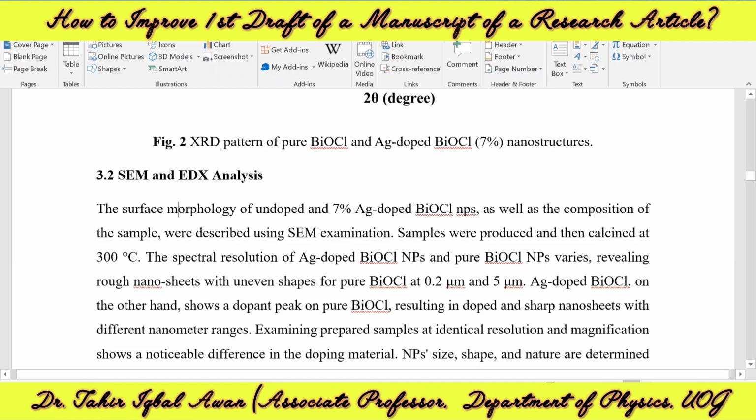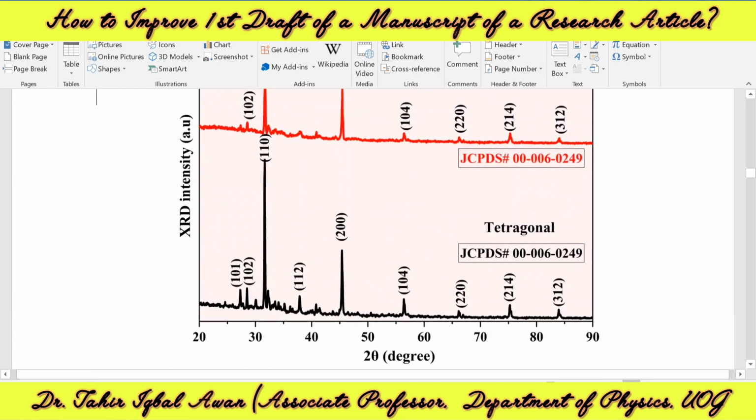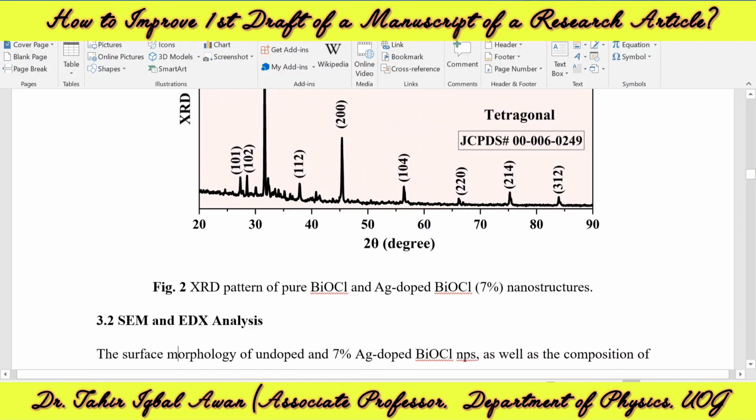When we are using, over here, the XRD pattern of BiOCl and Ag-BiOCl 7%, I presume that 7% is the optimal sample. So in that scenario, I would suggest that we don't use the XRD pattern or analysis at the start, but it should be given before the photocatalytic activity. You can actually add that XRD there.